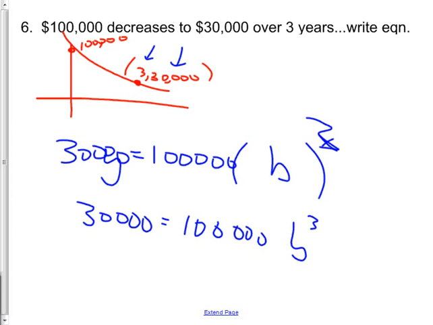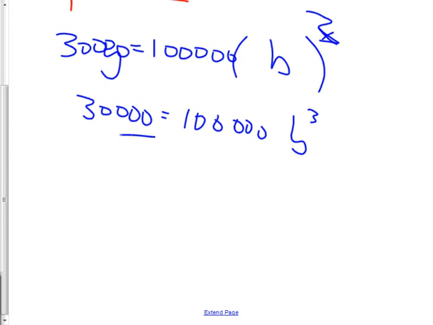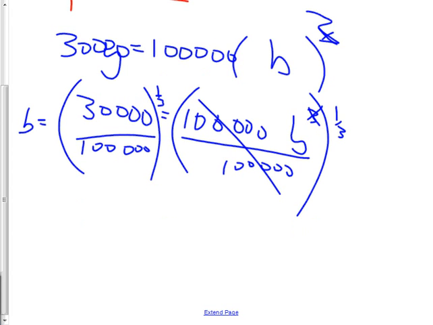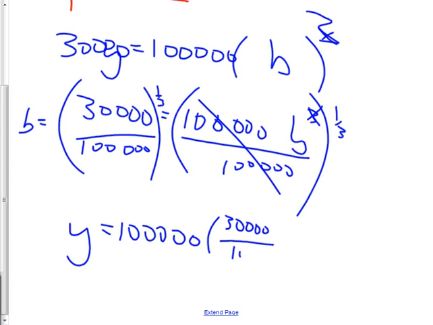B to the third, and then I'm going to divide by 100,000 on both sides. And then I have to put it to the 1/3 power to get rid of that right there. So I'm putting it to the 1/3 power. And so B is all that. So final answer, y equals 100,000, parentheses, the B we figured out is that. Yes, you could reduce it, but you didn't have to. Over to the 1/3. And then we need an x.